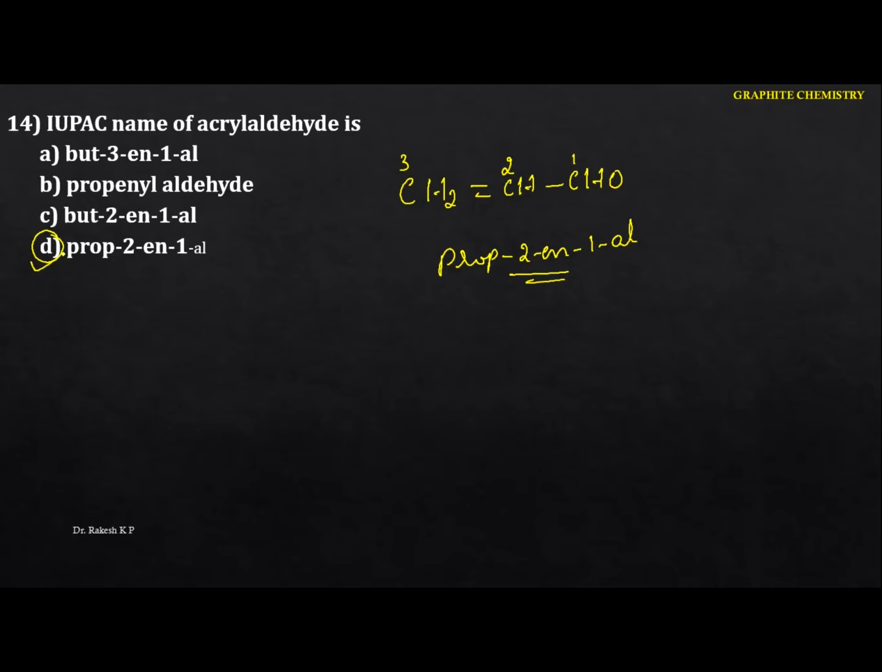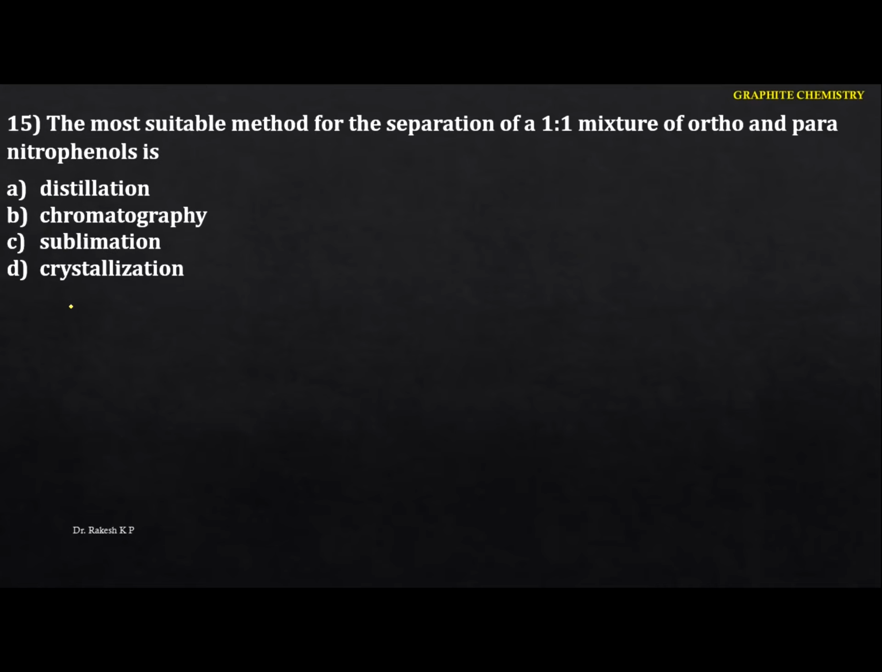Let's see the next one. What is the most suitable method for the separation of a 1:1 mixture of ortho and para nitrophenol? Let me write the structures of ortho and para nitrophenol. This is the phenol here, and I'm going to write the nitro group here. Between the hydrogen and the nitro group, you can identify intramolecular hydrogen bonding.